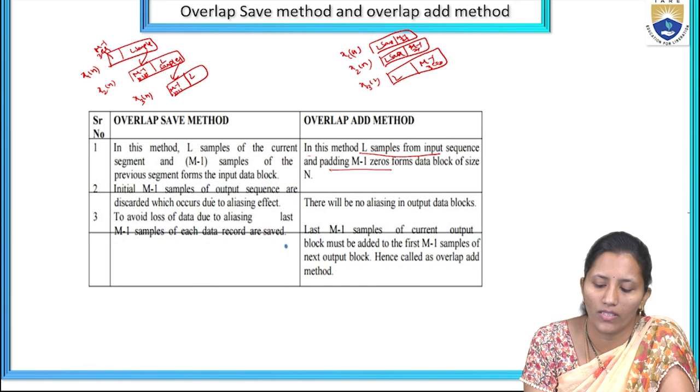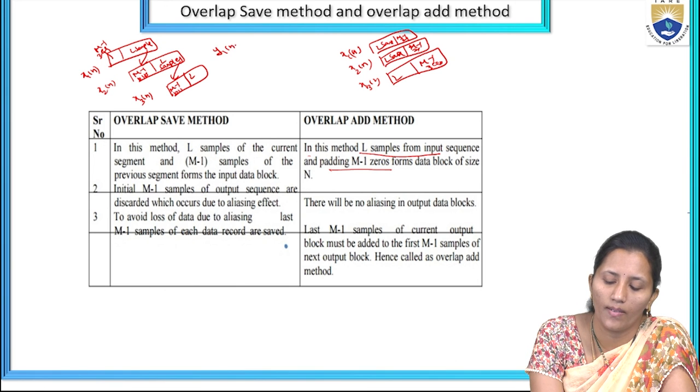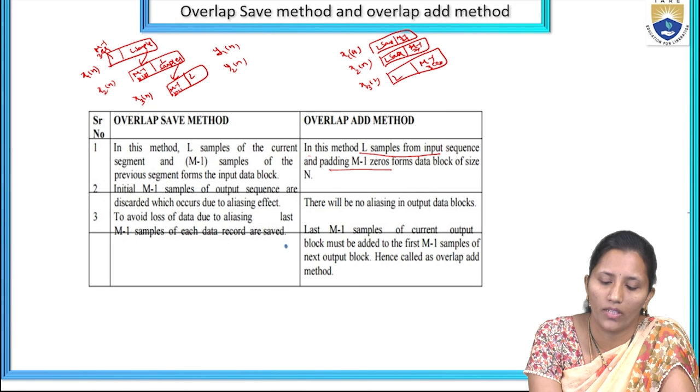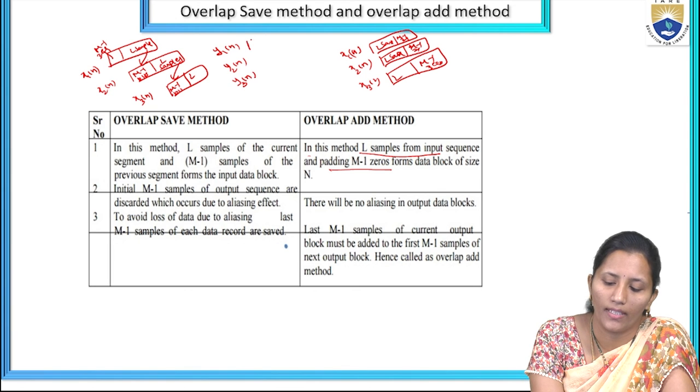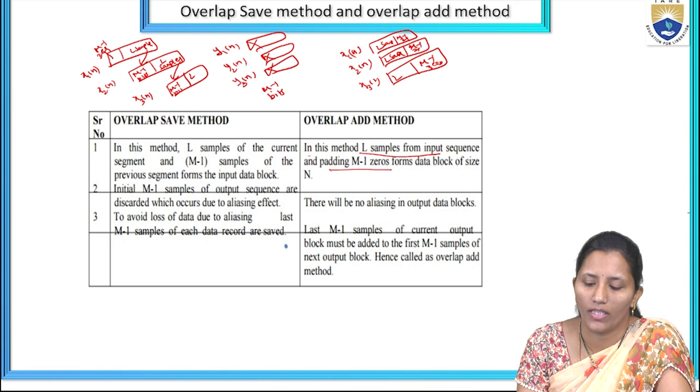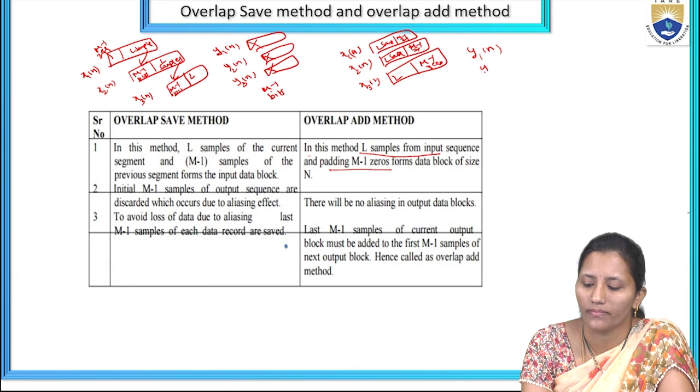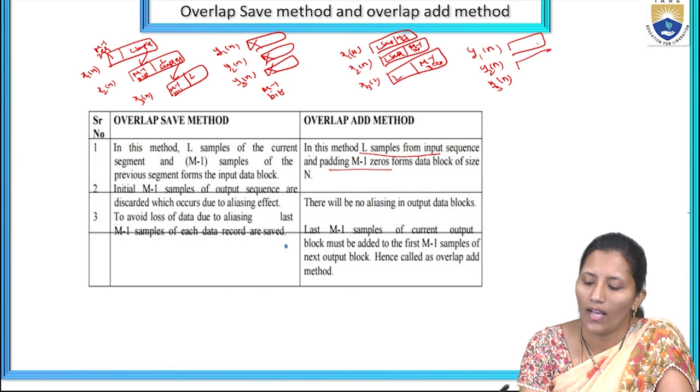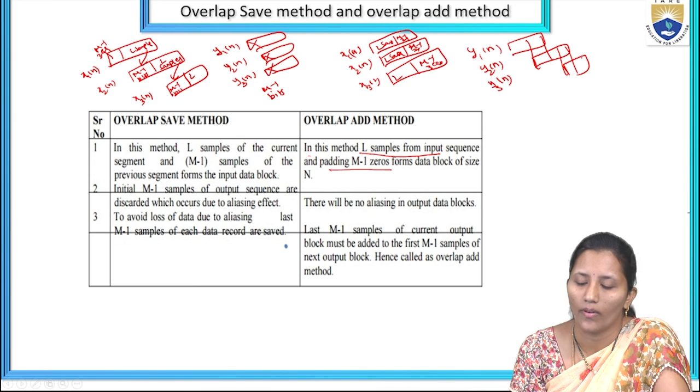The initial M minus 1 samples of the output sequences are discarded, which occur due to the aliasing effect. So for y1 of n, y2 of n, after performing circular convolution with the impulse response for the particular block, we have to discard the first M minus 1 bits from each output response of the blocks in the overlap save method. But in the overlap add method, we have to add the last M minus 1 bits with the first M minus 1 bits. So these two sets of M minus 1 bits will be added in the overlap add method.